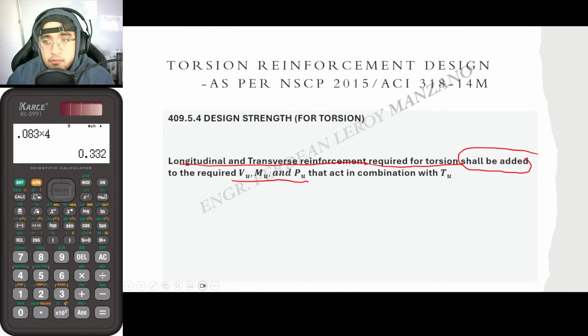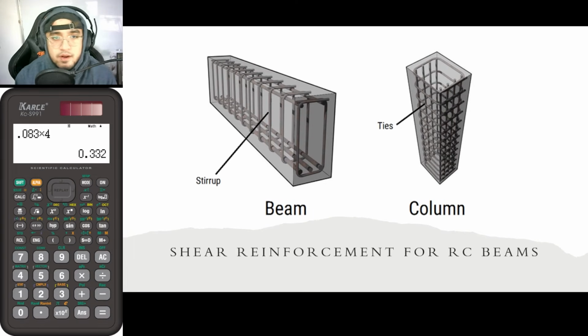Okay, so before proceeding, let me just go back to our previous figure from the design of shear reinforcement. This is a figure that I have gotten from the internet. So we have the longitudinal bars, and we also have the shear reinforcement, which we call stirrups or ties. So which of these steel members resist torsion? The short answer is that both the longitudinal bars, which are the main bars, and the secondary bars, which are the transverse bars, would resist torsion. So ibig sabihin, dalawa po sila. Stirrups and main bars, they would resist torsion.